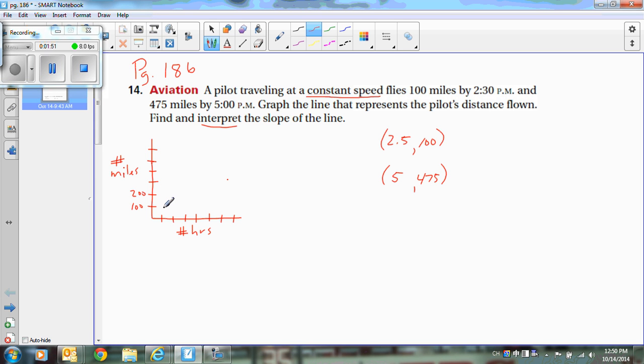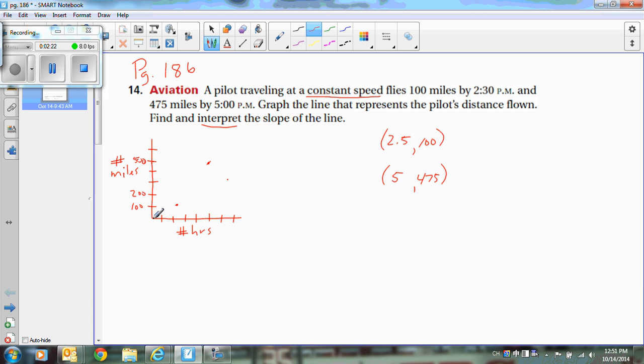Let's see, 2.5, 100. So I'm going to go to the right 1, 2.5, and then up 100. Okay. And then I'm going to put a point at 5, 475. So go to the right 1, 2, 3, 4, 5, and then up. Let's see, hold on, 1, 2, 3, 4, this would be 500, so I need to go right below that tick mark. Again, this is kind of a rough draft. So after 5 hours, he's gone 475 miles, okay?